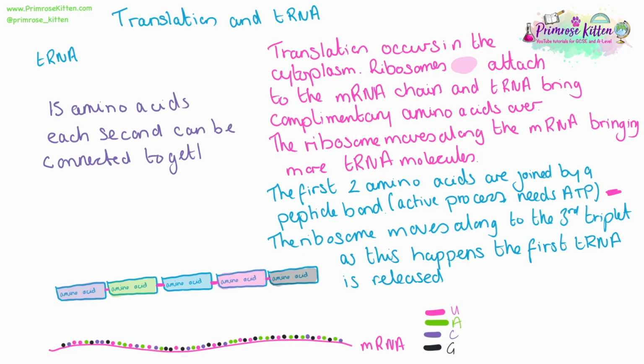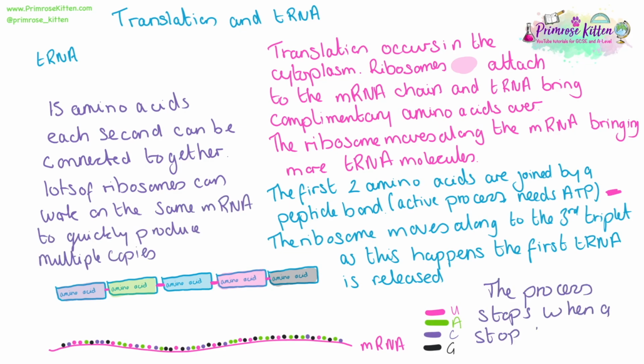15 amino acids each second can be connected together, and there can be a large number of ribosomes acting on the same mRNA strand at once, meaning a lot of identical polypeptide chains can be produced very quickly from the same mRNA strand. This whole process stops when a stop codon is reached.